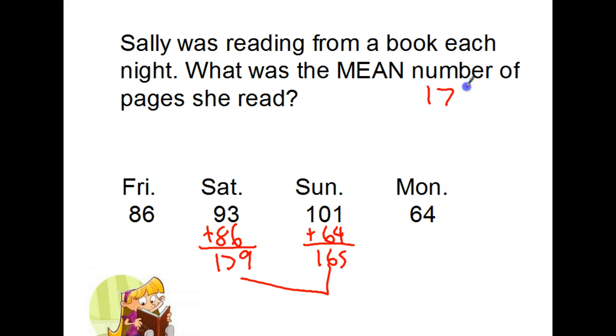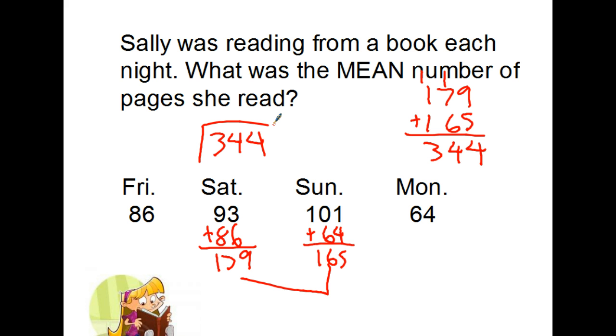So now I got 179 and 165. That did make them a little bit smaller to work with. 14, 8, 14 again. 344. So I got 344. She was reading from a book each night. So how many nights did she read? 1, 2, 3, 4. So I'm going to divide by 4.